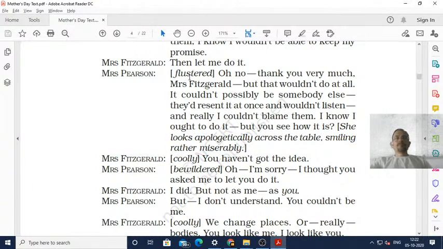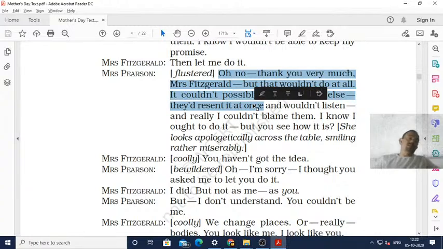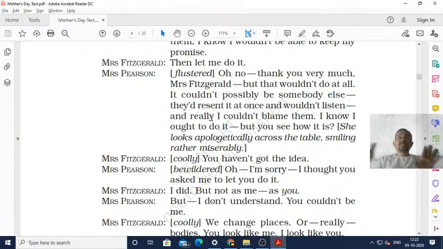Okay, so now you can see Mrs. Pearson became flustered when Mrs. Fitzgerald said, let me do it for you. Then she said, no, you can't do that at all, because if they see a different personality in our house, they will resent it and they would not listen to you at all. I have to do it. I don't blame them, because this is how I have trained them. I have made them become used to that. So if anybody has to change, it is me. But unfortunately, I don't know how to start and where to start.